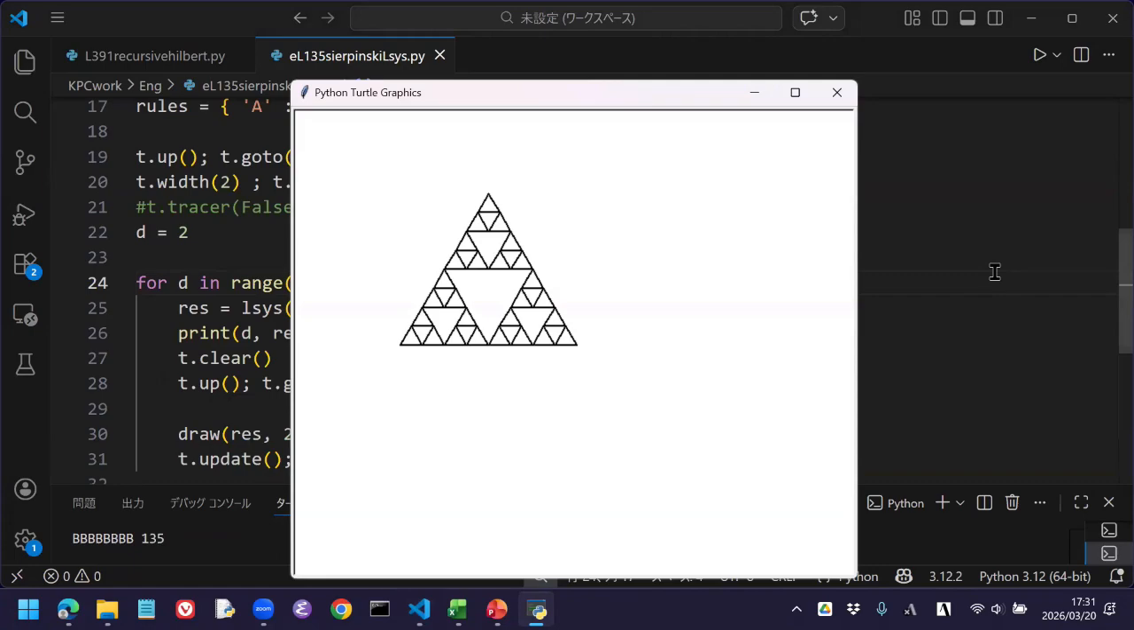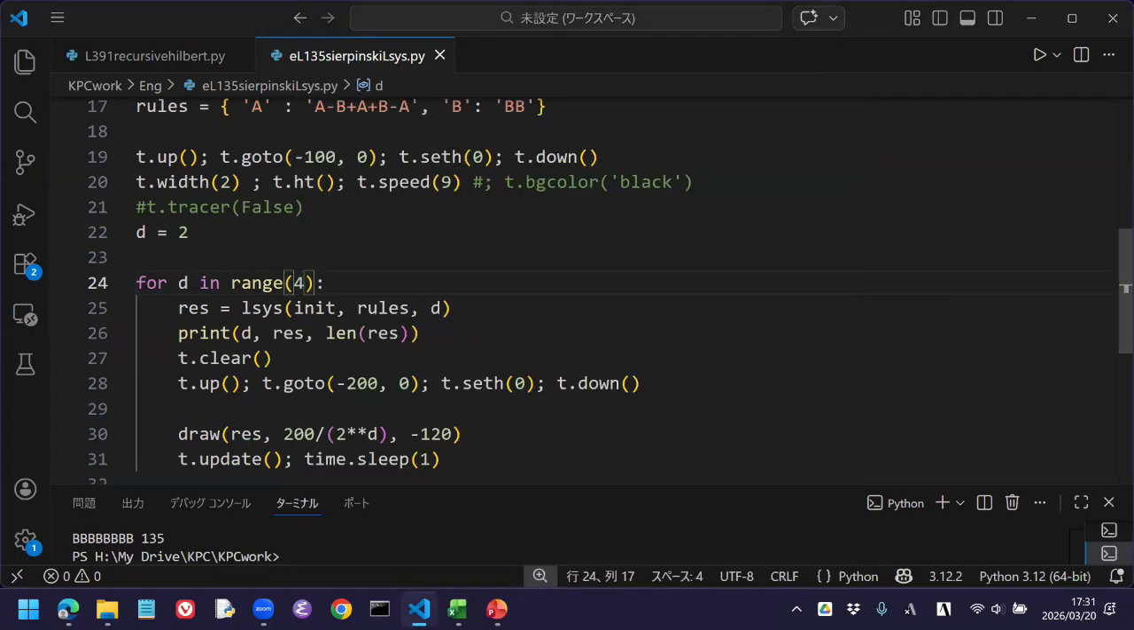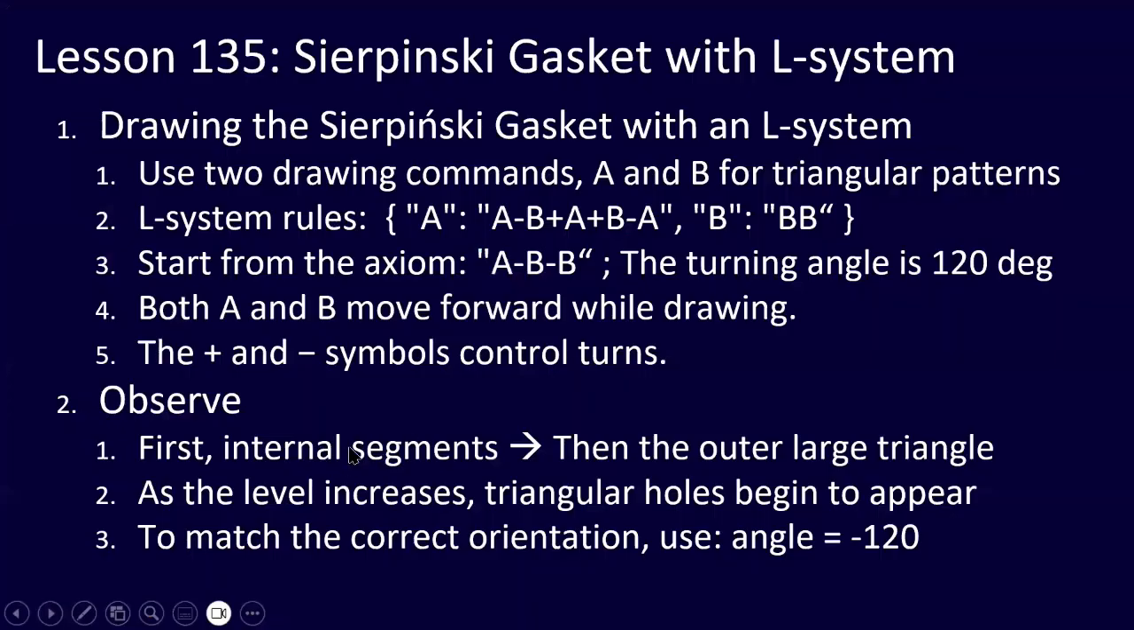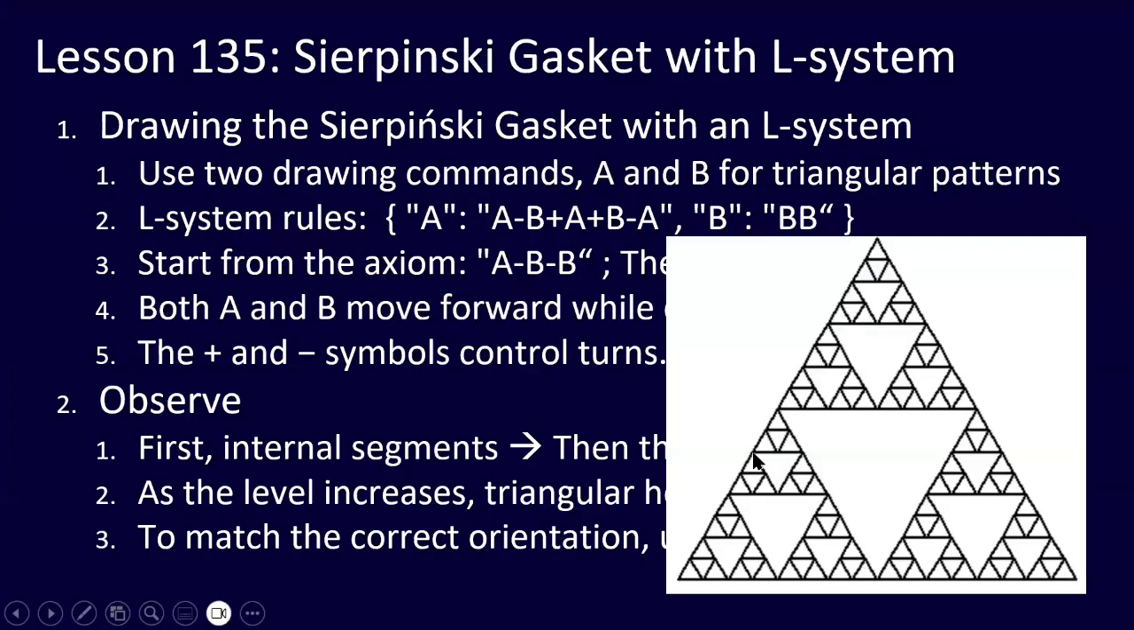But did you see that? We started from inside. We started from the internal segments, and then the outer big triangle is drawn. And as the level increases, the triangle holes begin to appear. This is very interesting behavior of the drawing process.